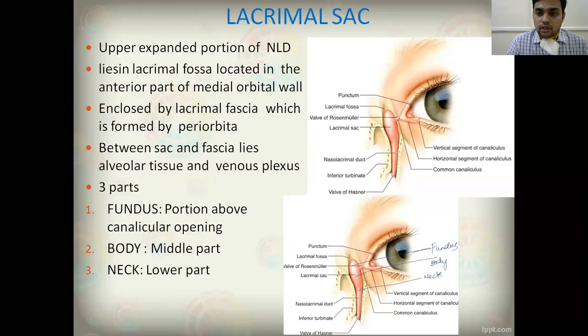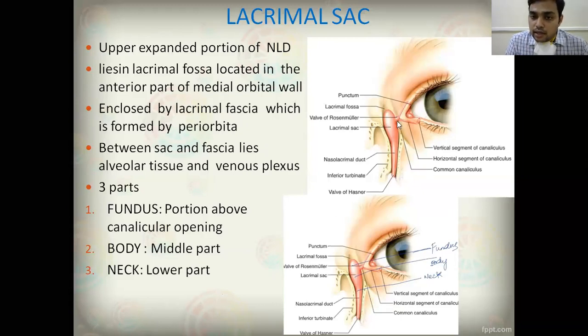The lacrimal gland is present at the supralateral part of the orbit, which is present here. From there, the aqueous lacrimal gland secretions enter the conjunctival sac. Then they enter the small orifice called puncti, then the small tube-like structures called canaliculi, which unite to form a common canaliculus. They enter the lacrimal sac and finally the nasolacrimal duct, which opens at the inferior meatus.